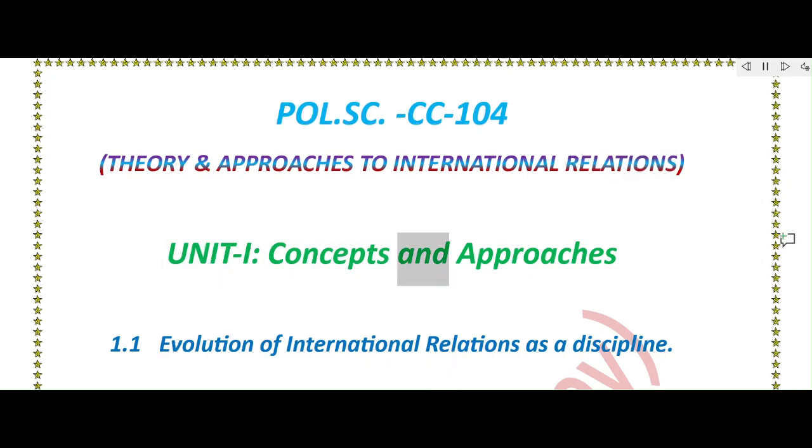Unit 1: Concepts and approaches. Theory and approaches to international relations. Unit 1: Concepts and approaches. Evolution of international relations as a discipline.